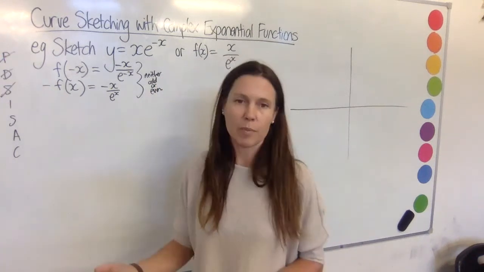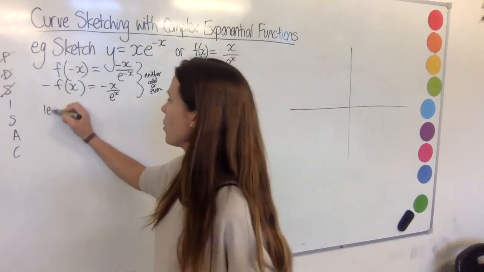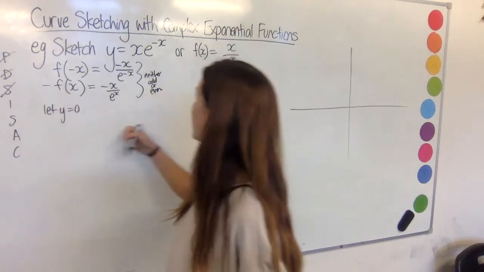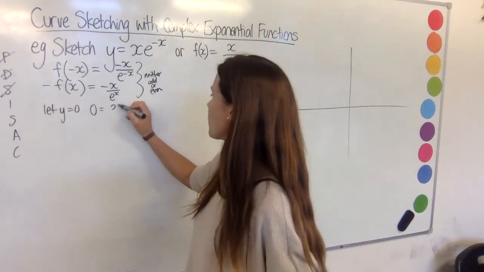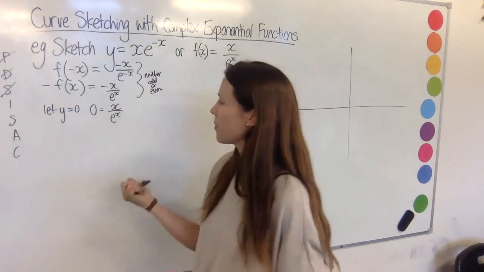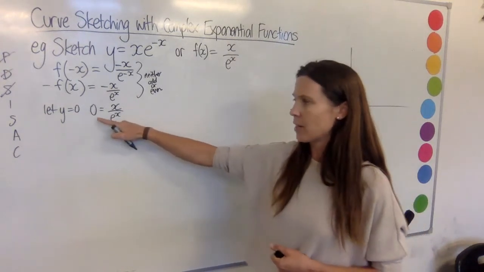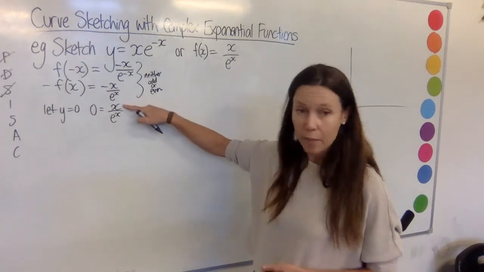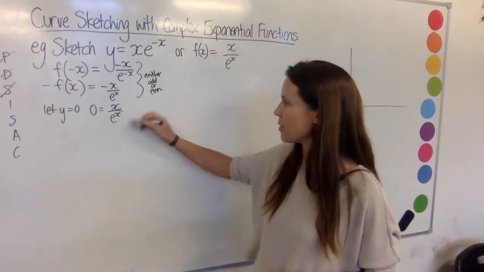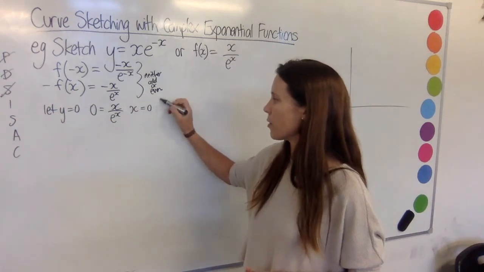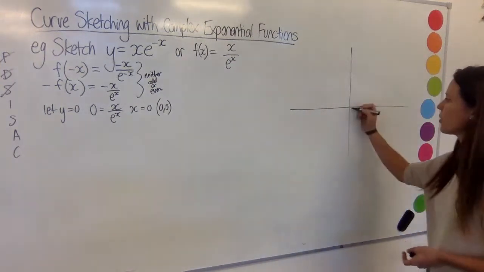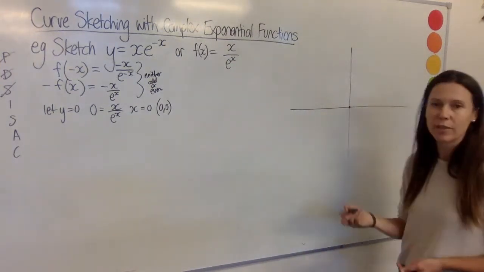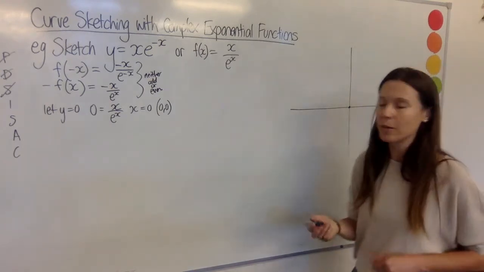Okay, intercepts. Let's let y equal 0 and see what happens. If we let y equal 0, we've got 0 equals x over e to the x. Now the only way a fraction can equal 0 is if the numerator is 0. So this only happens when x equals 0. So we've just found a point that our curve goes through. It goes through the origin. So let's put that straight on there. It gives us a bit of confidence it's something we know.